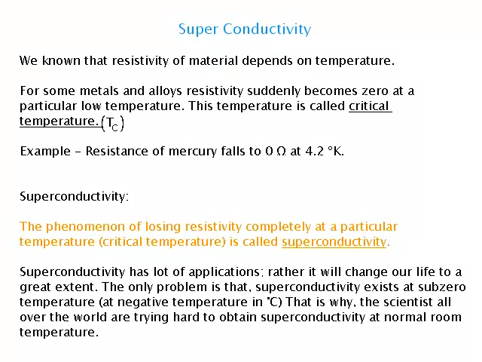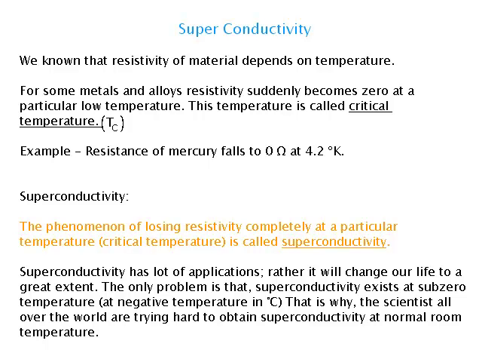Superconductivity. We know that resistivity of material depends on temperature. For some metals and alloys, resistivity suddenly becomes zero at a particular low temperature. This temperature is called critical temperature, TC. For example, resistance of mercury falls to 0 ohms at 4.2 degrees Kelvin.